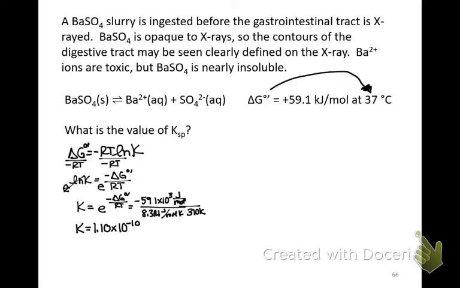So that K value tells us that this reaction basically stays at the reactants. Barium sulfate is pretty insoluble, which is good for you because barium is toxic. And also, we get roughly the same value that you would find if you looked this up in your KSP table at the end of your book. Okay, so here, you see how you can use K to find delta G, or delta G to find K.